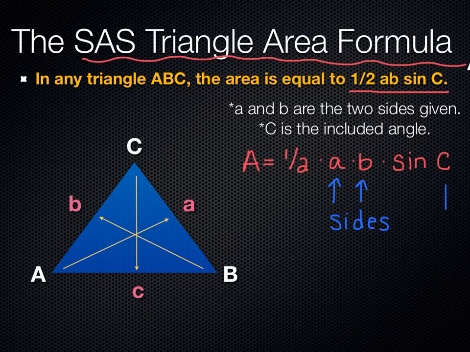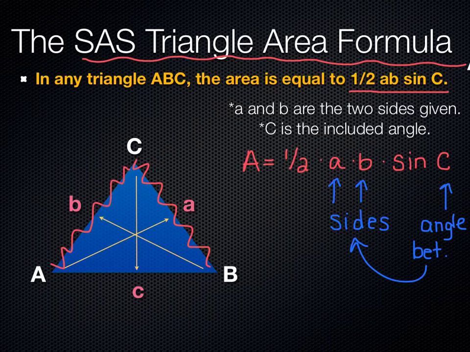and that C is talking about the angle between these two sides. So with the way I have this triangle labeled, sides A and B would be this one and this one, and then angle C would be this one that's included. That's again why it's called the SAS.